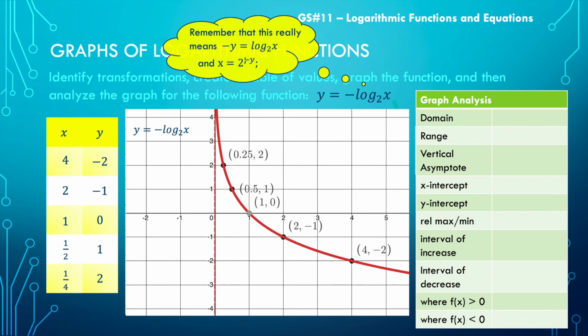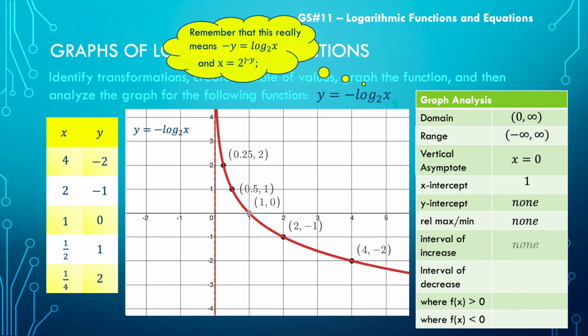All right, welcome back. And let's talk about the domain here. Notice that this graph does not go any further to the left than 0. So our domain is going to be from 0 to infinity. Our range, we have a graph that is going infinitely down and infinitely up. So our range is negative to positive infinity. We have a vertical asymptote at x equals 0, an x-intercept at 1, no y-intercept, no relative maximum because it is a strictly decreasing graph.